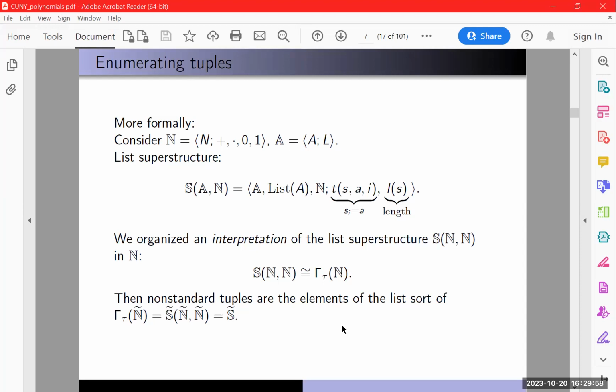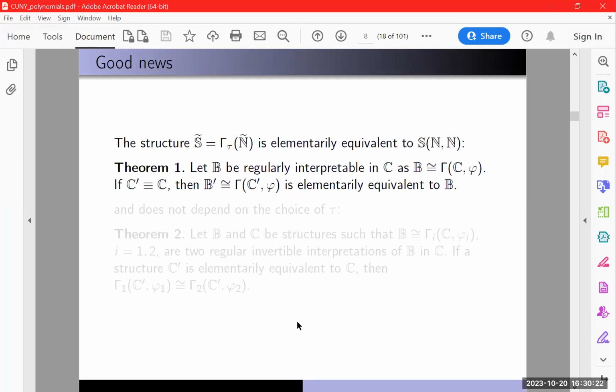So we had this collection of formulas, and then we considered all the same formulas over something that's elementarily equivalent to N. And what we got is an object elementarily equivalent to the least superstructure. More precisely, you can do this not just with the least superstructure of N over N, you can do it in a more or less arbitrary case. That is, if you have a structure B that's interpreted in a structure C, modulo some technical details, then if you take the same interpretation over some C' that's elementarily equivalent to C, the result is elementarily equivalent to B.